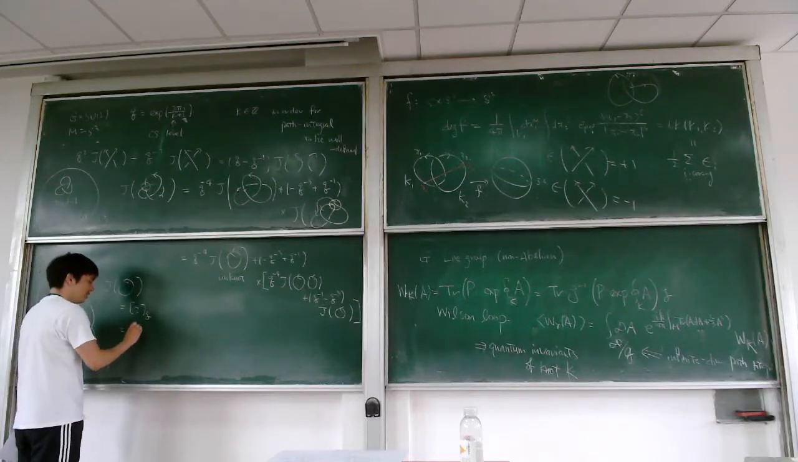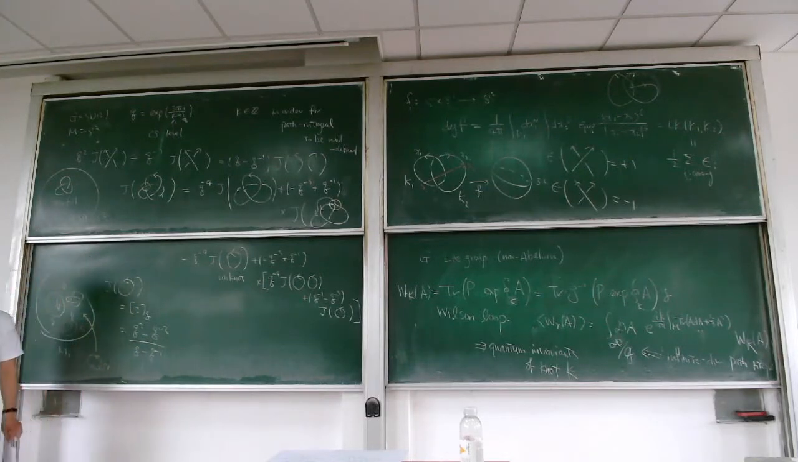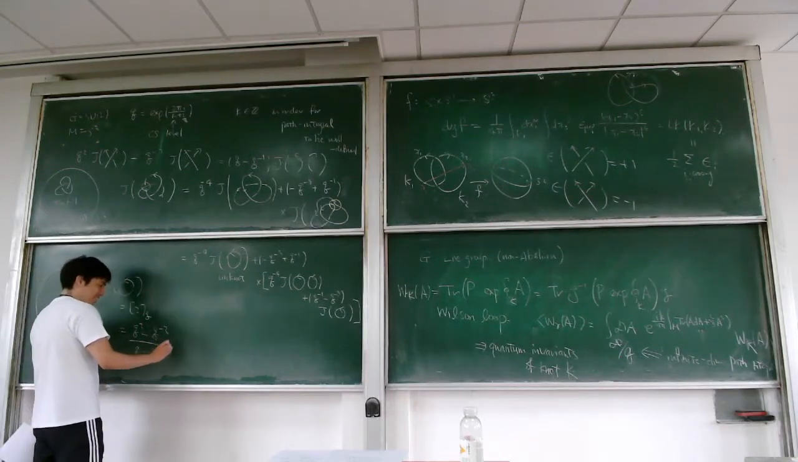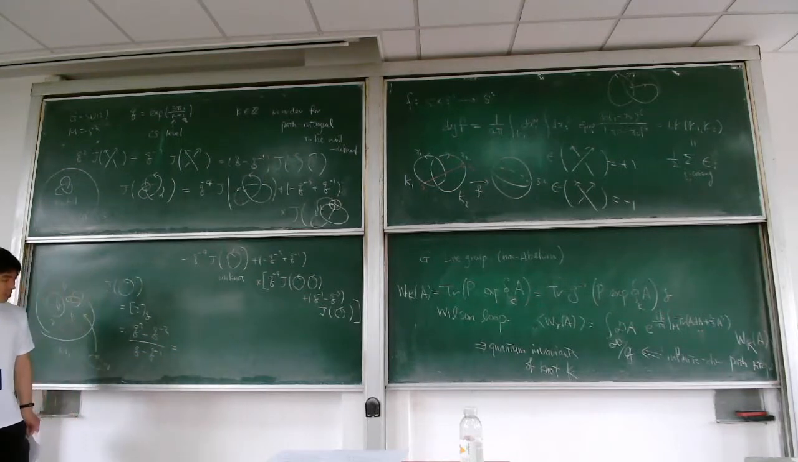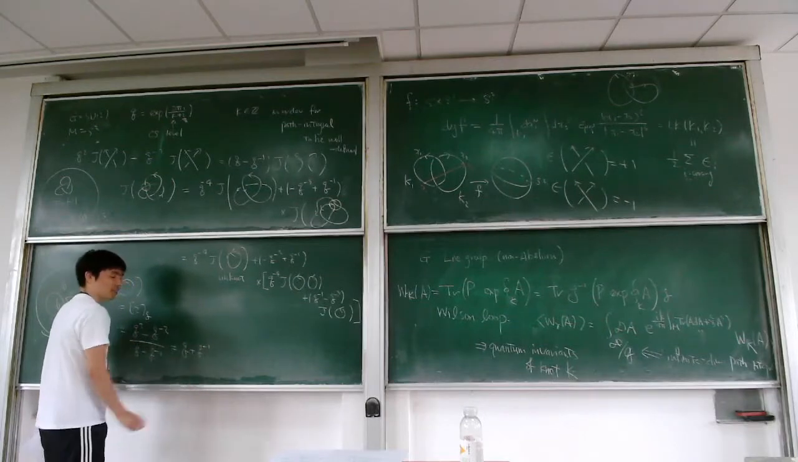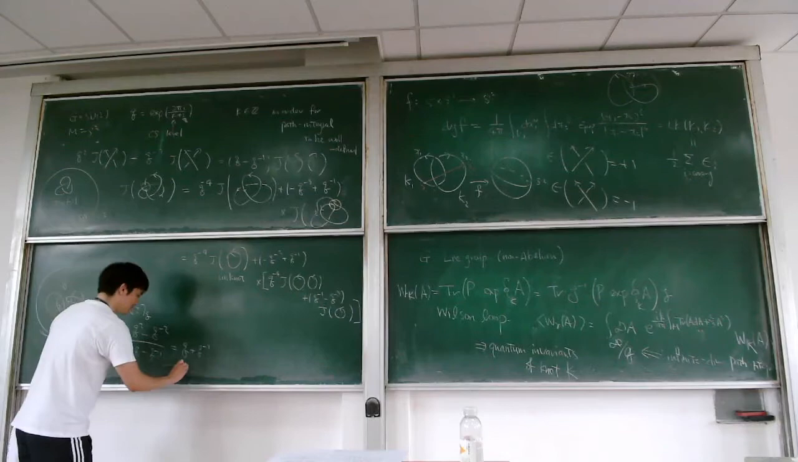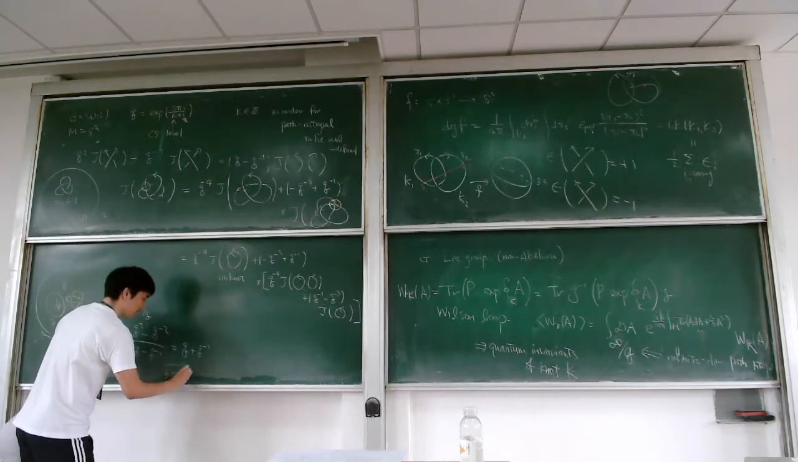Q squared minus q to the minus 2, q to the minus 1. This is called quantum number. Do you know why it's called quantum number? If you do the computation, you have q plus q inverse. Okay? When you set q equal to 1, it becomes 2.